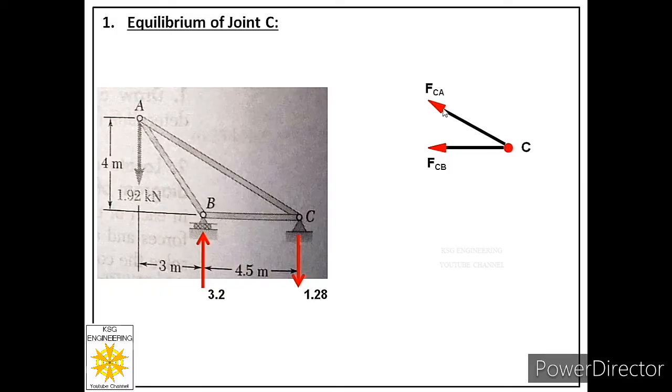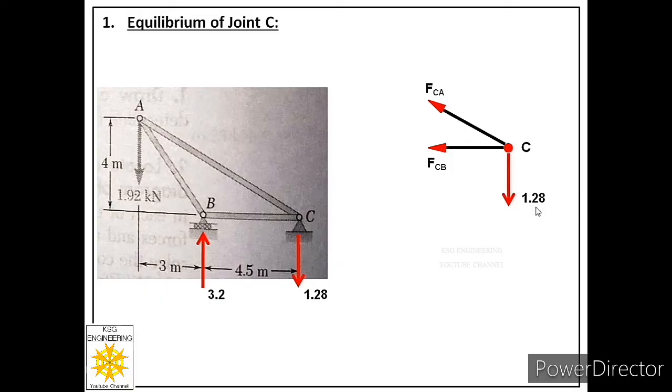and we will label that force as FCA. Now after this, the next step is we have to see, is there any external load acting at C? No, there is no external load acting at C. Then we have to see, is there any reaction acting at C? Yes, there is one reaction acting at C which is of magnitude 1.28 and it is acting in downward direction. So let us label this reaction in the free body of joint C. We have shown it acting in downward direction and it is 1.28 in magnitude.